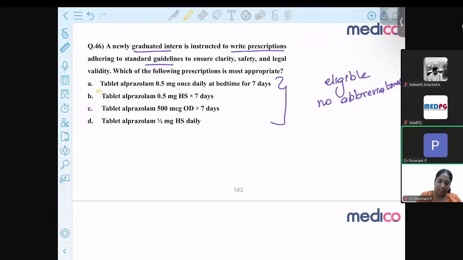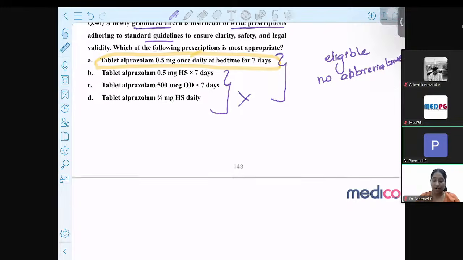It is option A, because it is not written as OD, it is written as once daily at bedtime. So everything is written very clearly here. So the correct answer is option A. In all others, abbreviations are being used, so this is not the answer. It's a very simple and direct question which they have asked.